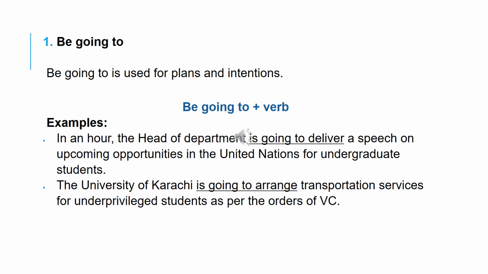Alright, so the other example is basically the University of Karachi is going to arrange transportation services for underprivileged students as per the orders of the VC. Obviously, there is a connection between orders and decisions. So again, this falls perfectly under the be going to structure.